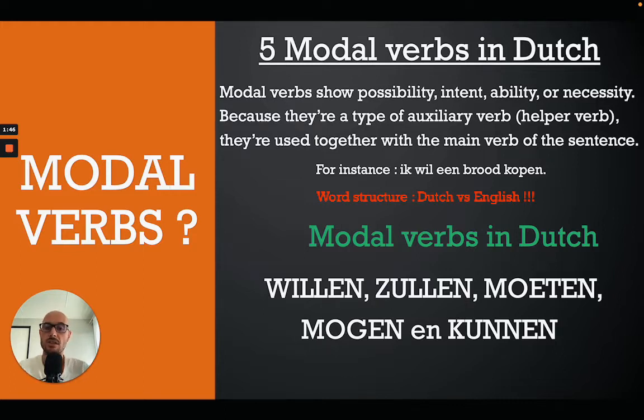All right. So in Dutch we've got five. We've got willen, which is to want. We'll take a look at willen today. Zullen, which expresses the future. You can translate it as shall, all right, or will, expressing the future. Moeten, must. Mogen, may, and kunnen, to be able to. But today we'll take a look at willen and zullen, and we'll take a look at the differences.